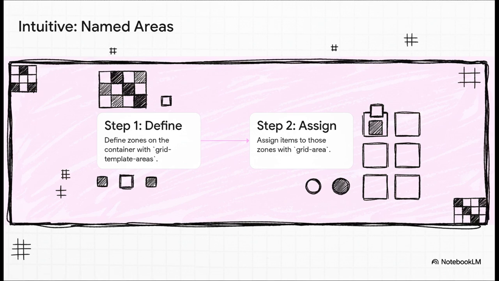It's a simple 2-step process. First, on your main container, you use grid template areas to basically draw a little map of your layout using names you make up like header or sidebar. Then, you just assign each item to one of those named areas. It's like painting by numbers for your website.